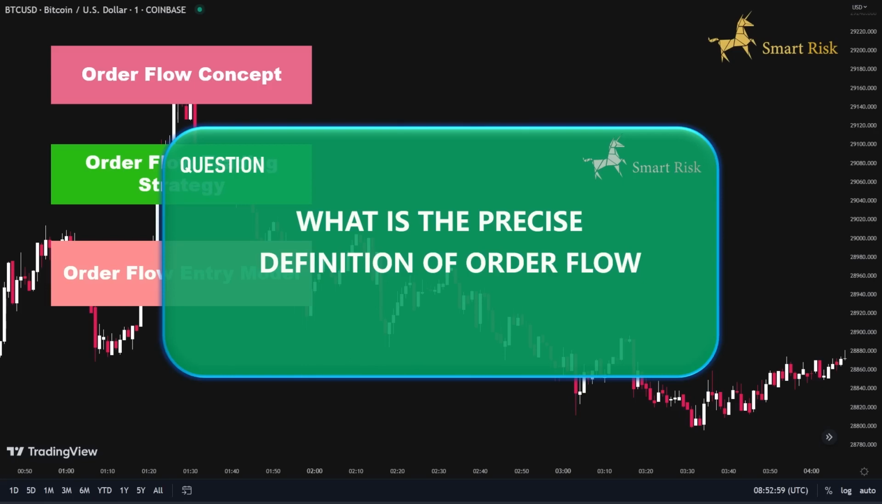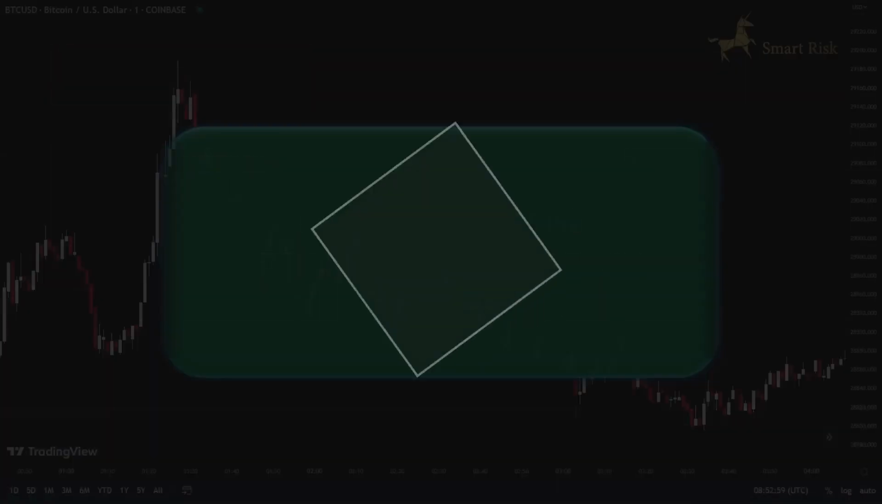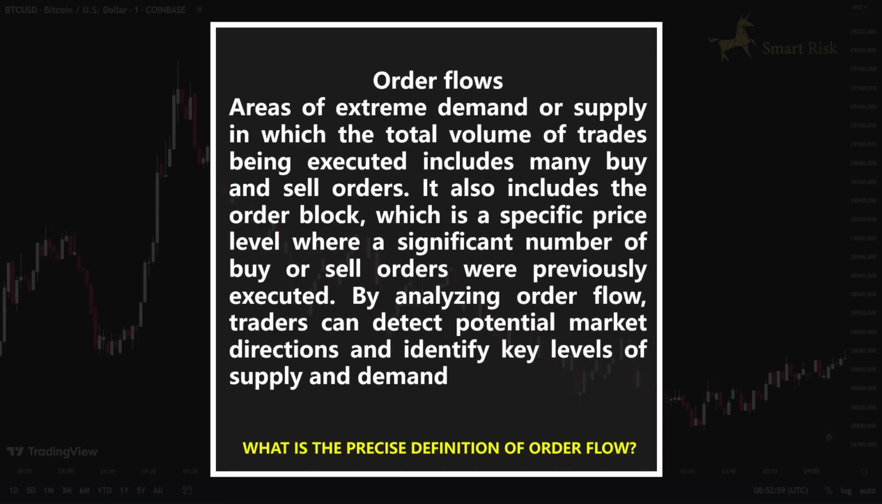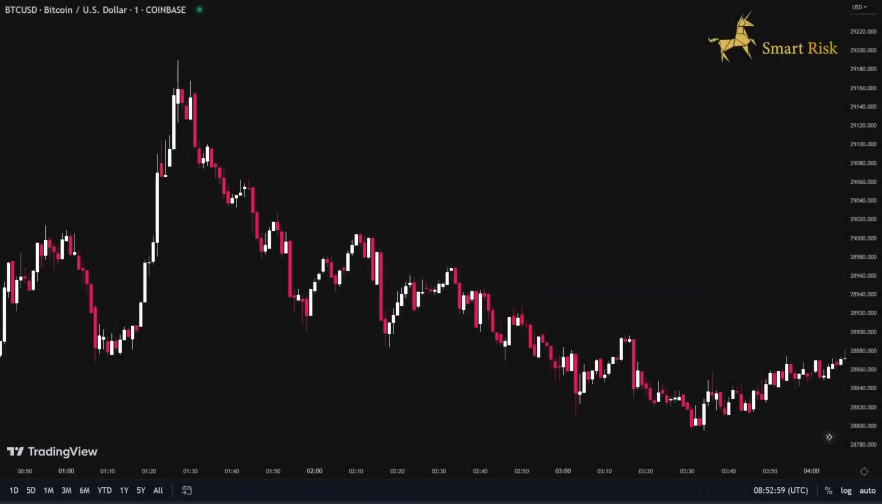What is the precise definition of order flow? Order flow refers to areas of extreme demand or supply in which the total volume of trades being executed includes many buy and sell orders. It also includes the order block, which is a specific price level where a significant number of buy or sell orders were previously executed. By analyzing order flow, traders can detect potential market directions and identify key levels of supply and demand. Now let's see how we can identify order flows in the market.